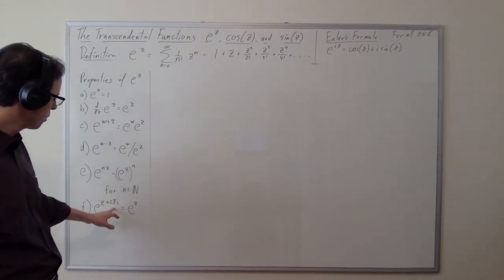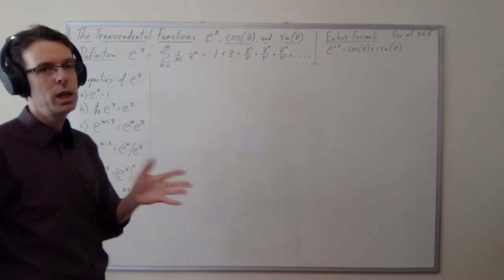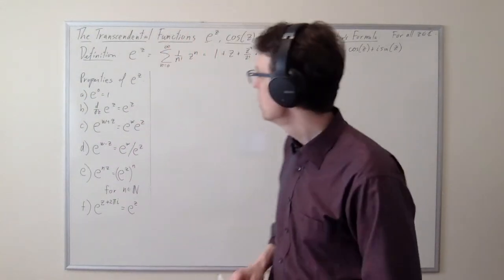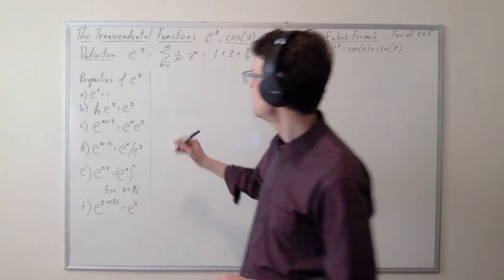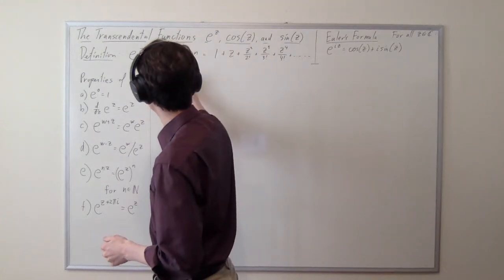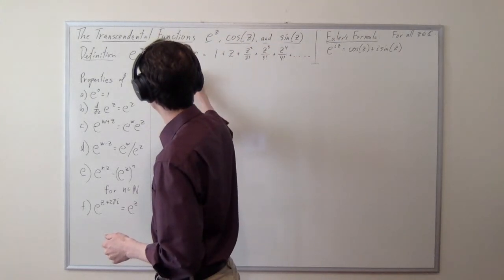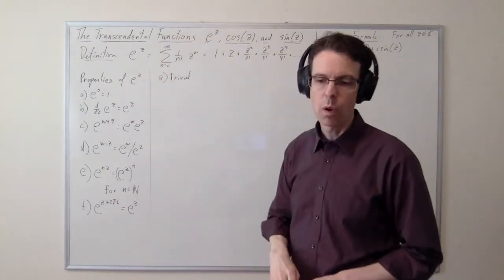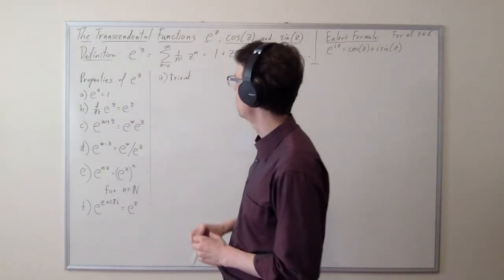It says e to the z plus 2 pi i is e to the z. That's for any z at all. If you add 2 pi i to the input, you don't change the output. So let's get started on this. A is completely trivial, and so I'm just going to say trivial. All you have to do is plug in 0 here. All the terms go away except the first term, which is clearly equal to 1.